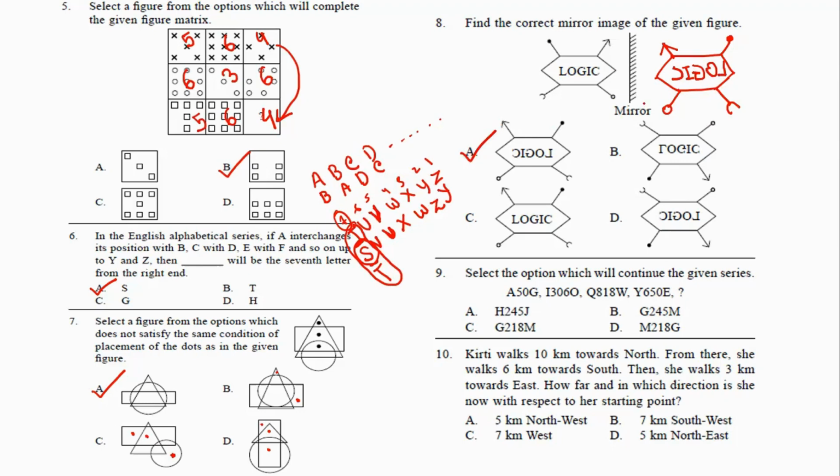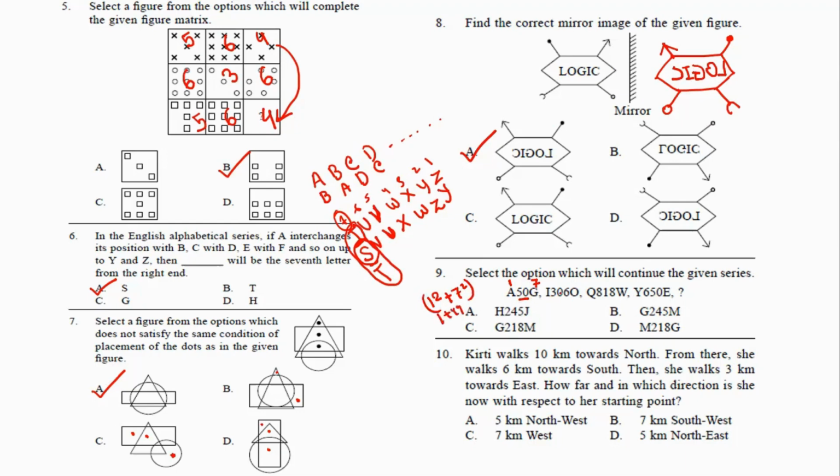Now we come to question number 9. Select the option which will continue the given series. So A 50 G, I 3060. If you find the number in the English alphabet, A comes in first position and G comes in the 7th position. So if you take the square of each of these, it will come as 50. So 1 square plus 7 square is 1 plus 49, that is 50.